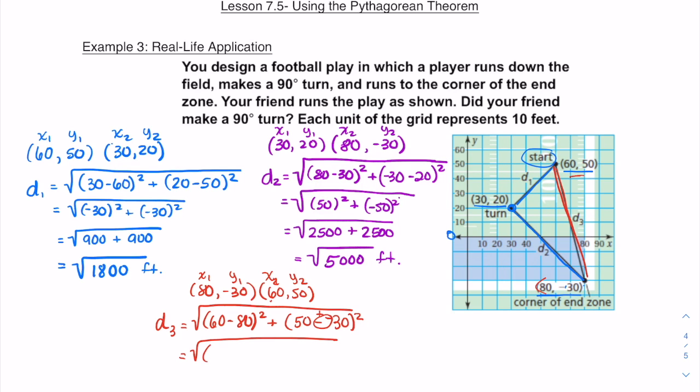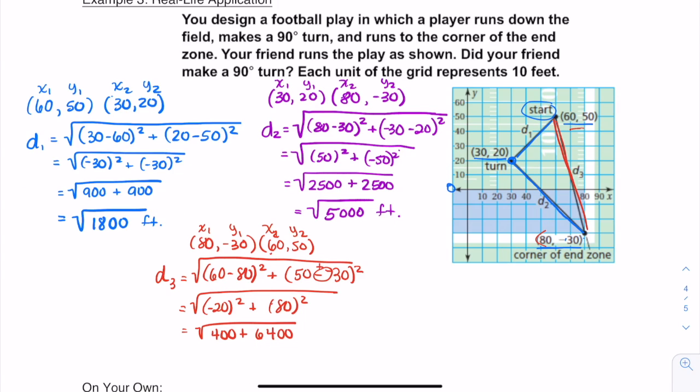Careful with that. Here you're going to end up with negative 20 squared plus, here you're going to have 80 squared. 20 times 20, you're going to get 400. And 80 times 80, you're going to get 6,400. Plus 400, you're going to get square root of 6,800 feet.